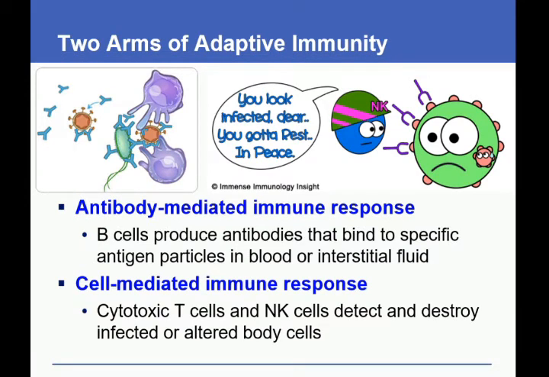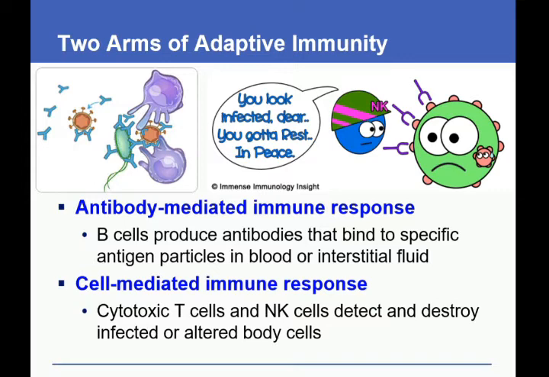The two arms of adaptive immunity are the antibody-mediated immune response and the cell-mediated immune response. The antibody-mediated immune response involves B cells producing antibodies that bind to specific antigen particles in blood or interstitial fluid. Meaning that B cells will create antibodies, as you can see in the picture on the top left. Cell-mediated immune response, which is the picture on the right: cytotoxic T cells and NK cells, natural killer cells, detect and destroy infected or altered body cells.